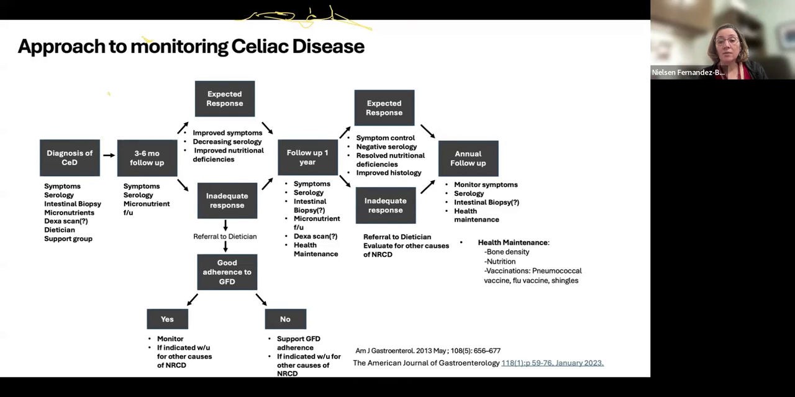Like Dr. Kozla said, we consider doing intestinal biopsies 2 to 3 years after the diagnosis and the implementation of the gluten-free diet. And this, again, is shared decision-making. There are pros and cons to every decision we make. And some patients prefer not to have a biopsy, and they're doing great, and we just follow.